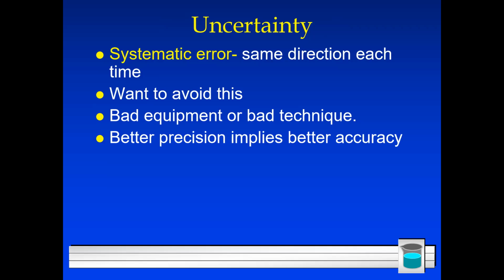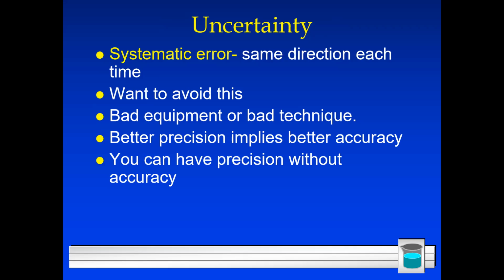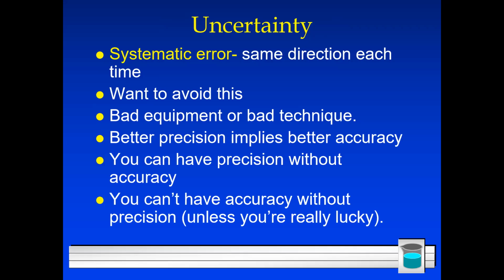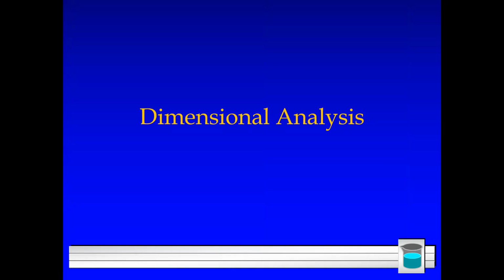So a better precision usually implies better accuracy. Not always. You can have precision without accuracy, but you can't have accuracy without precision. It says here, unless you're really lucky. And we're going to look at some stuff right now.